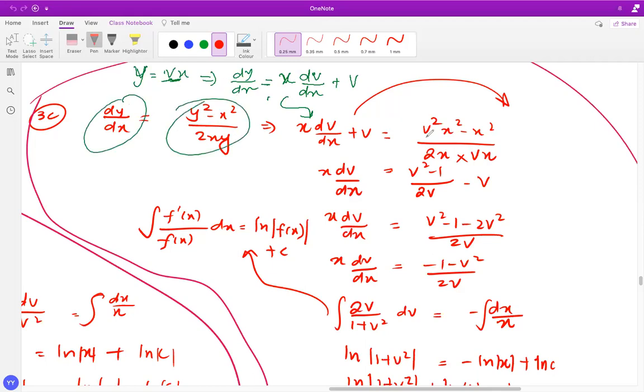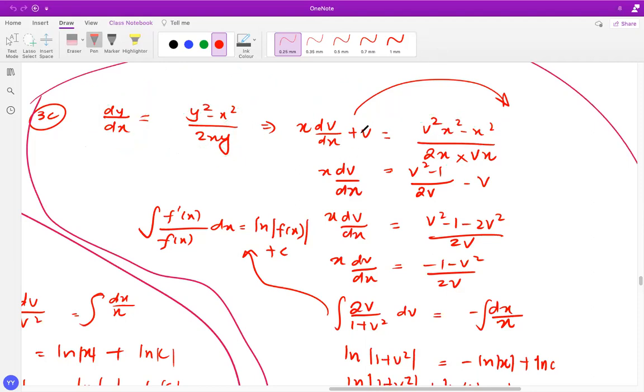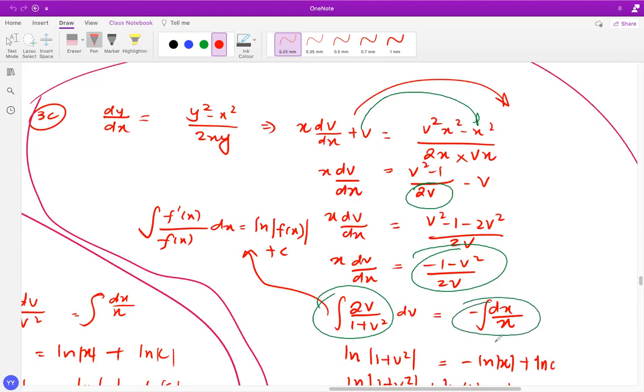And in place of this, you substitute v squared x squared minus x squared over 2x times vx. So x squared gets cancelled. Now if you bring v to this side, you get v squared minus 1 over 2v. If you take the LCM, you get v squared minus 1 minus 2v squared. Simplifying that, you get this. The next step is to isolate the variables. So if I isolate the variables, you get 2v over 1 plus v squared dv equals minus dx upon x.